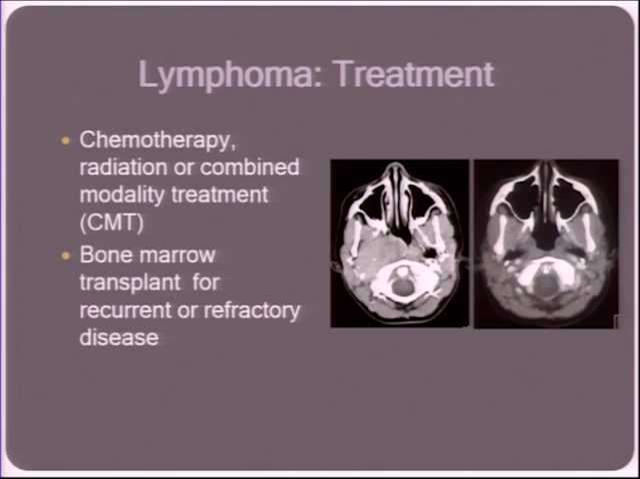So the treatment depends on the stage. The patients will either get chemotherapy, radiation, or combined modality treatment, and then bone marrow transplant for a recurrent or refractory disease. So here's our original patient, our patient with a Burkitt lymphoma. He had this single lesion with no disease elsewhere, was treated with chemotherapy, and at 1-year follow-up, there's no residual tumor.